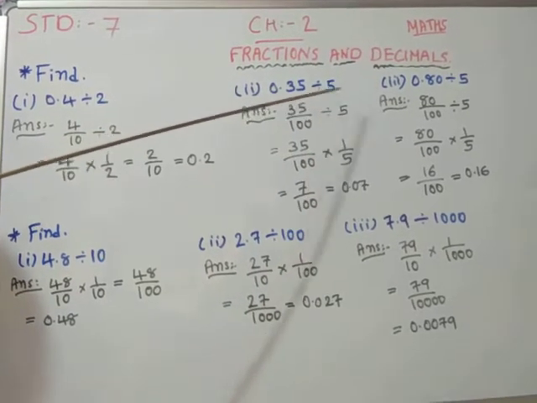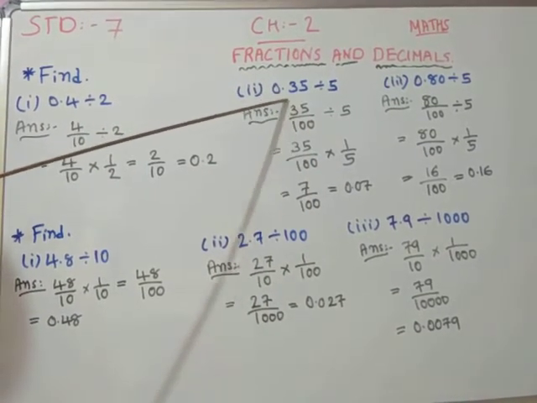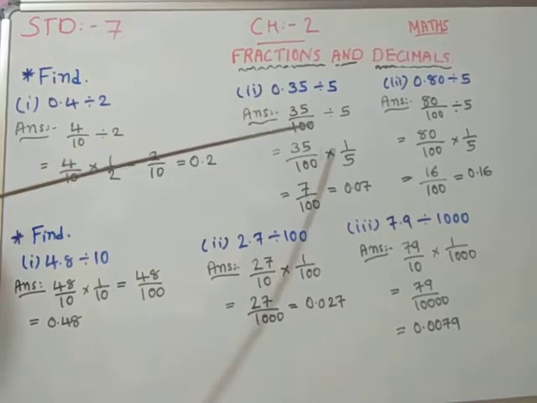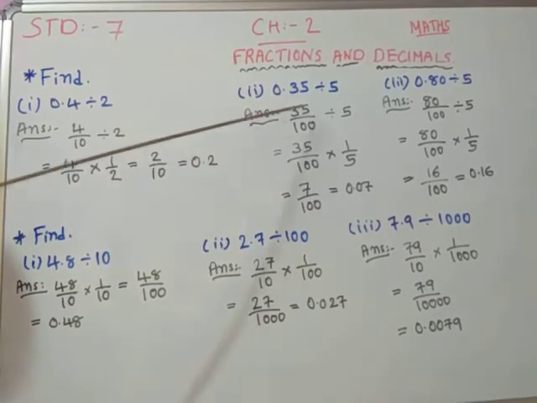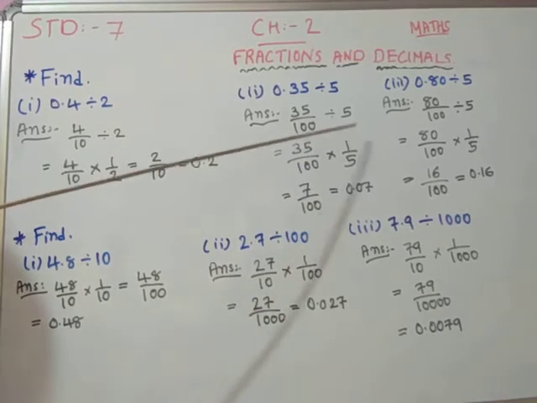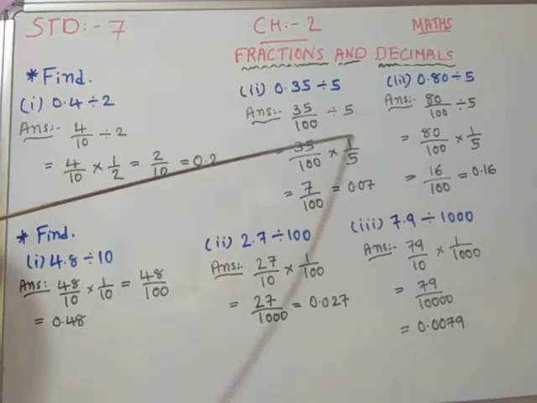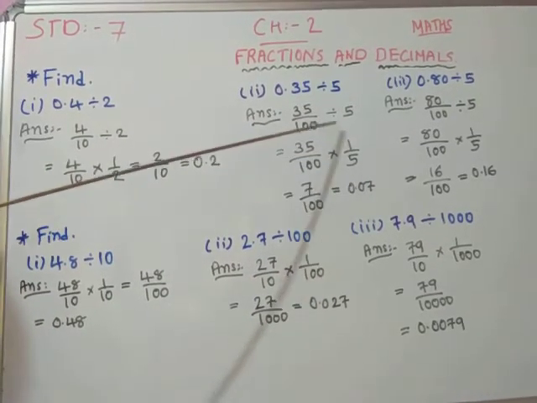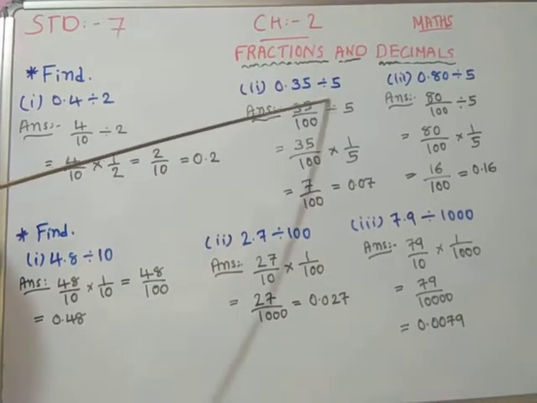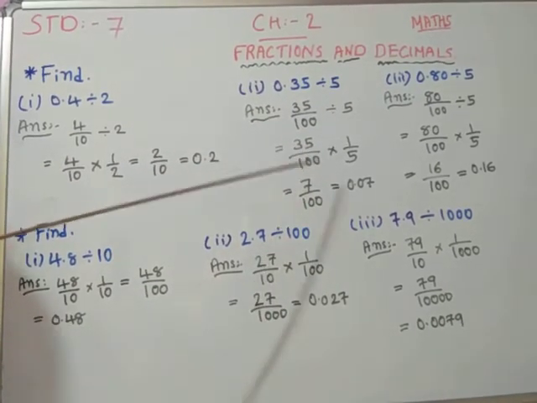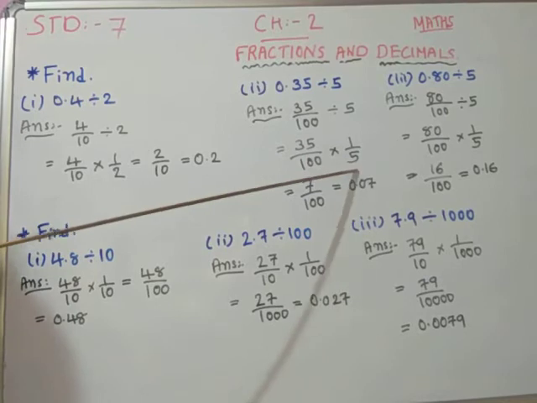0.35 divide 5. First convert into simple form. After the point there are 2 digits, so put the two 0s below. So it's 35 by 100 divide 5. Now put the reciprocal of this, it's 1 upon 5, and put the multiplication sign instead of division. So it's 35 by 100 multiply 1 upon 5.